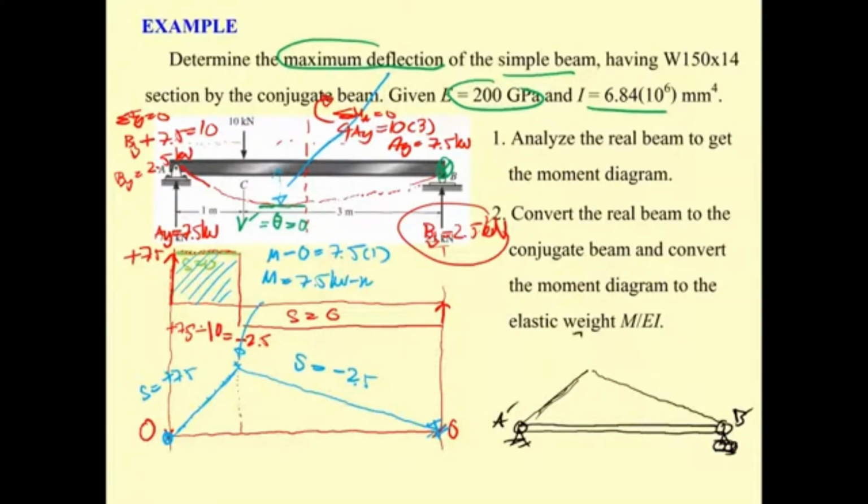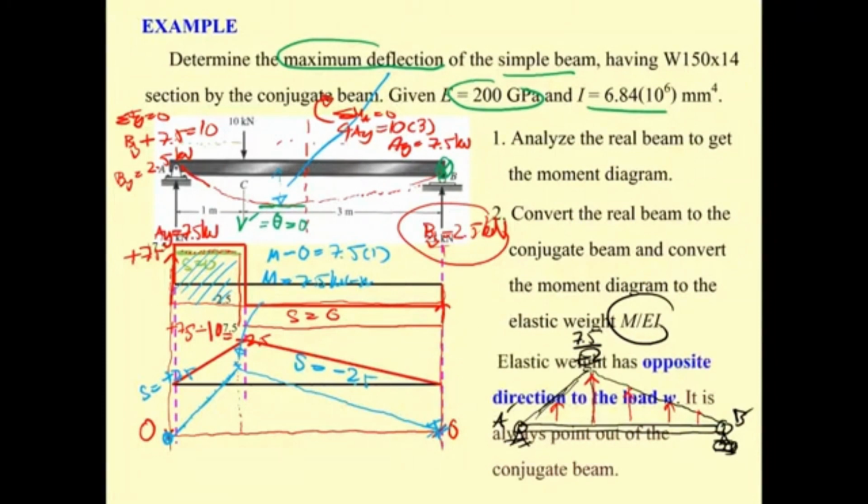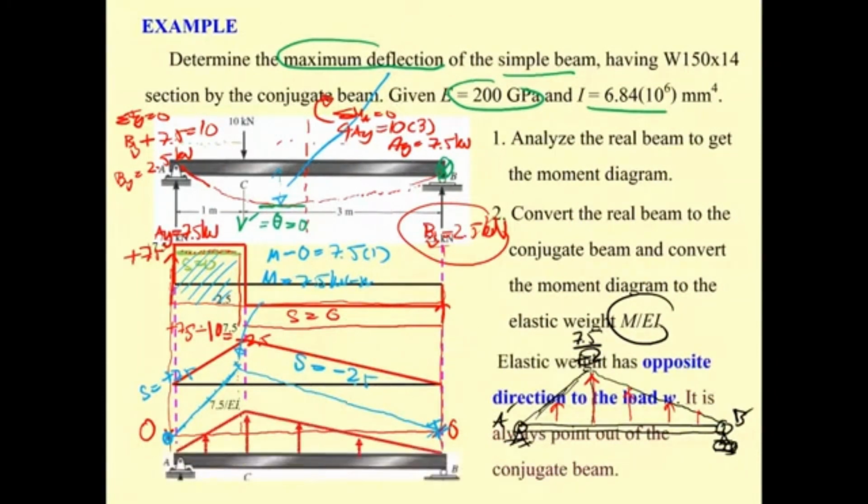Okay, this is going to be 7.5 divided by EI. And the main thing is the direction of the elastic weight is always in the opposite direction of the load. So this one always points out of the beam. It's going to point out of the beam like this. And then we arrive at the real beam as shown here. Okay, you may take a look at your PowerPoint until you get what I'm showing you. And then we have the conjugate beam, the same one as I'm showing here.